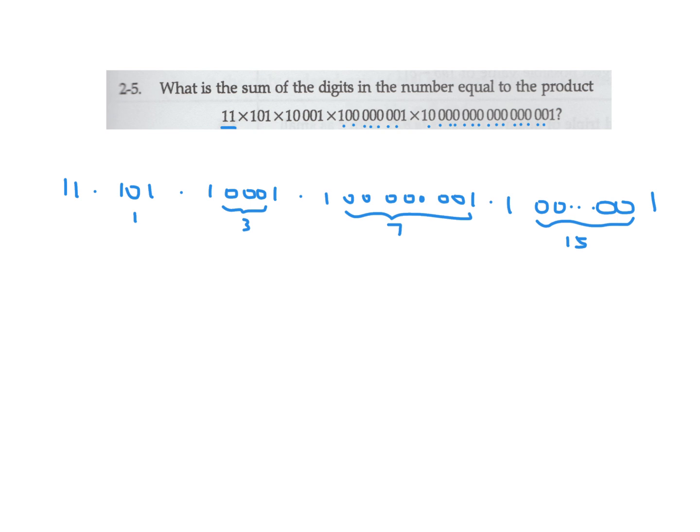Well, let's see what happens. Let's take this one step at a time. Let's see if there's some kind of a pattern. Okay, so the first thing I'll do is just these two guys. 11 times 101, right?